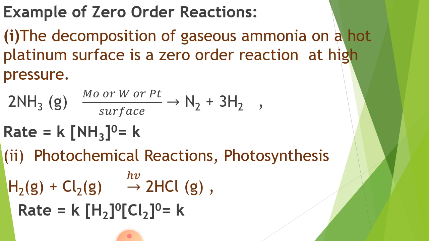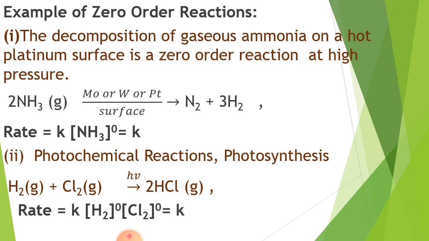Now, examples of zero order reactions. First, the decomposition of gaseous ammonia on a hot platinum surface is a zero order reaction at high pressure. So 2NH3, when passed over a molybdenum, tungsten or platinum surface, will produce N2 plus 3H2. For this, the rate of reaction does not depend upon the ammonia.